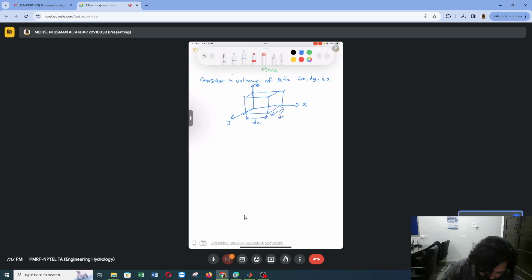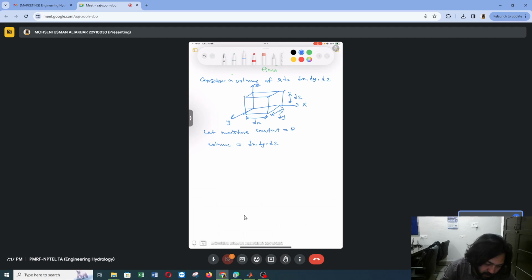This is dz, right? And let us assume the moisture content. So the moisture content we know is denoted by theta. So let moisture content equal theta. And now we can calculate the volume of total soil. The volume of total soil would be the multiplication of all the sides, that is dx, dy and dz. So we know the volume of soil, we know the moisture content.